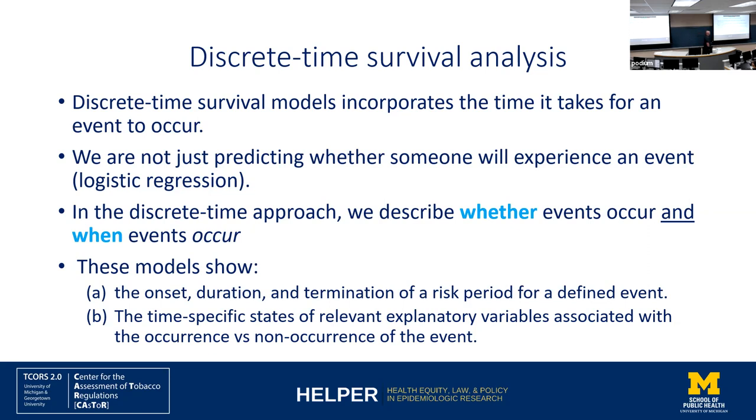The second point is important, and I mentioned it at the start: the models also show the time-specific states of relevant explanatory variables associated with either the occurrence or non-occurrence of the event. In our context, we have time-fixed variables, like sex, age, race, and ethnicity. Although they can vary over time, we often make them static or fixed. We can also look at time-specific states, things that vary over time. When we're looking at things like ENDS use exposures, we can look at how much people use ENDS in each wave prior to the outcome. We can allow that value to change for individuals, which allows us to capture some of this change over time in our independent variables. If you have something like cigarette intensity, it will change from wave to wave, and it's important to sometimes capture that change over time.